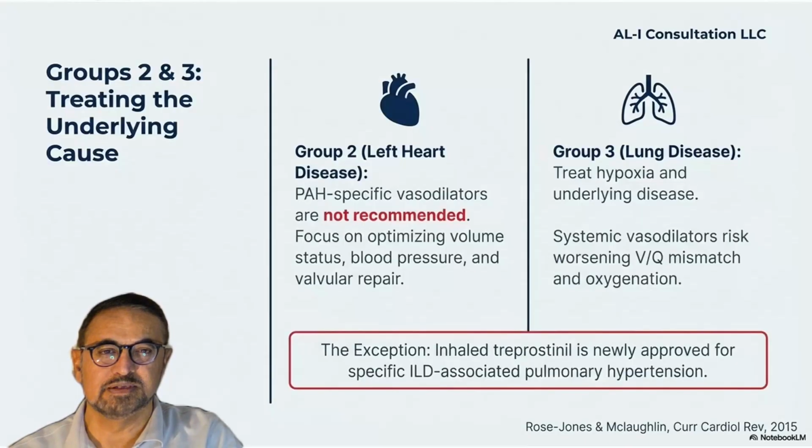Group 2 and group 3 disease. For group 2 and group 3, the central principle is to treat the underlying cause rather than reflexively reaching for PAH drugs. In group 2 pulmonary hypertension, optimize left-sided heart failure, blood pressure, valve disease, and volume status. In group 3 disease, treat hypoxemia and the lung disorder itself. Systemic vasodilators can worsen ventilation-perfusion matching.